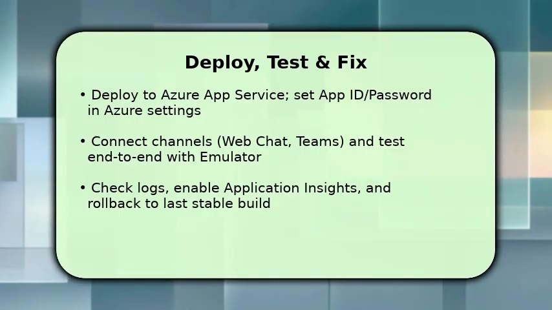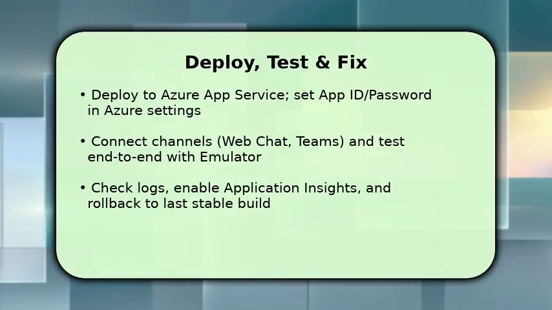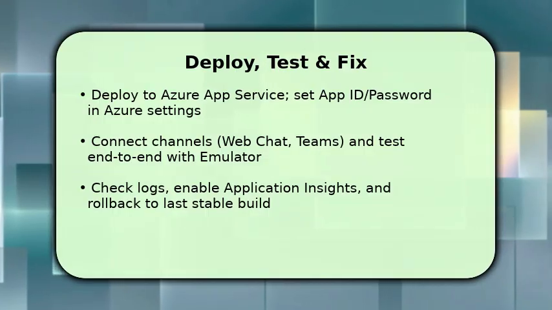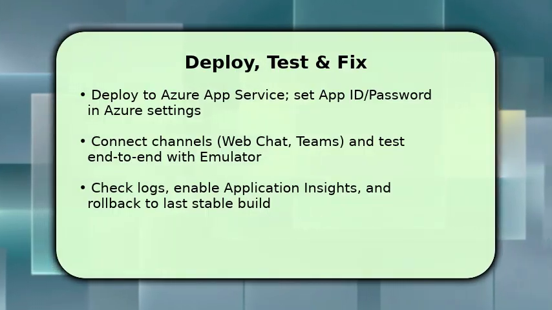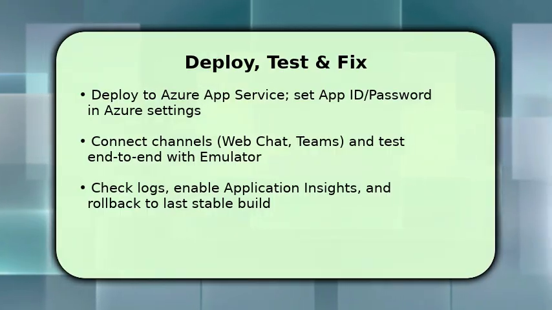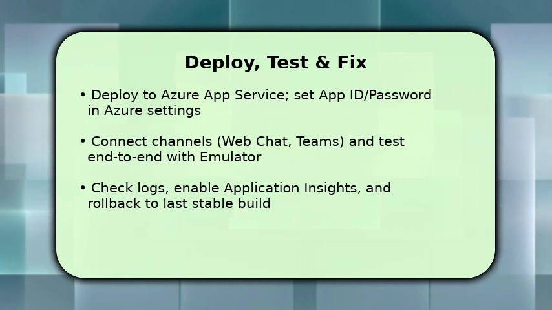If issues appear, check Application Insights and App Service logs to identify exceptions. Once identified, reproduce locally, patch the dialog or auth config, and redeploy. A good troubleshooting tip: recreate the app password if authentication fails.